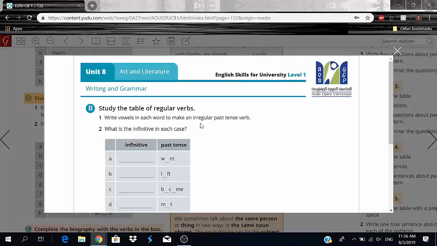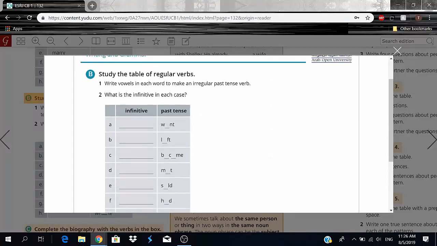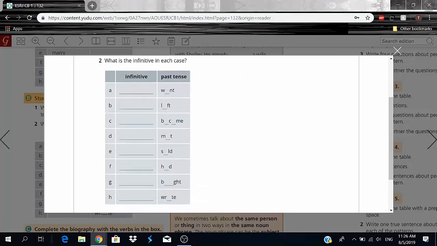This is what I'm talking about right here. This is the tough kind of, it's not really tough, it's just, you gotta think about it. So write vowels in each word to make an irregular past tense verb. And what is the infinitive in each case? Okay, so what's the original word in present? And we also have to complete the word in past tense as well. So infinitive, obviously this is go, and this will be went, okay, with an e.